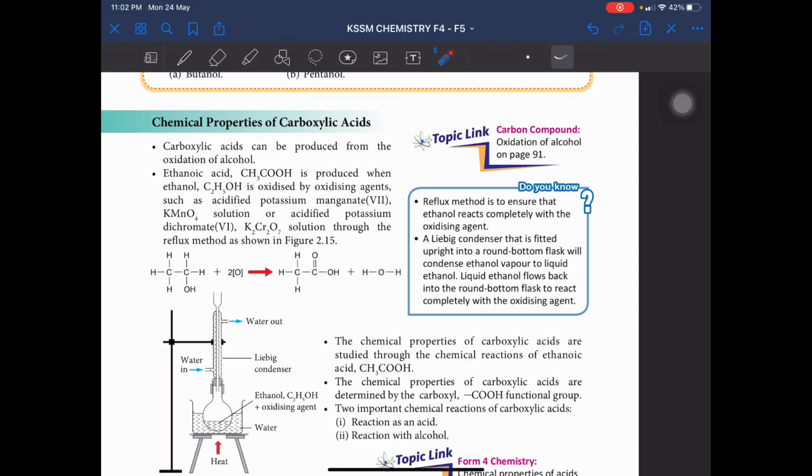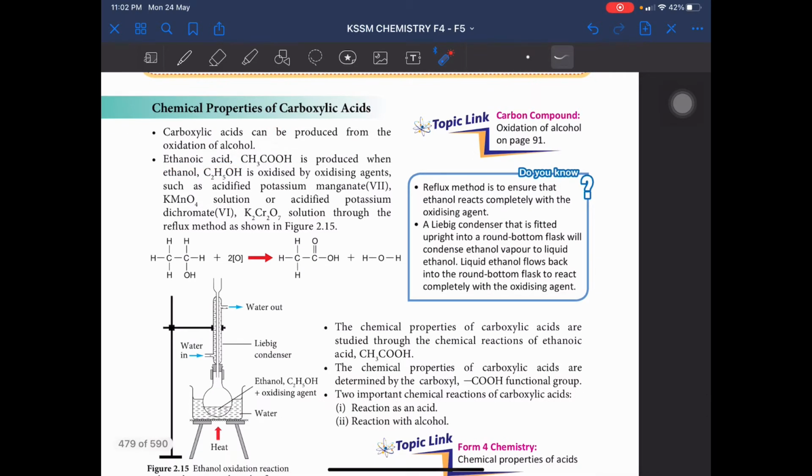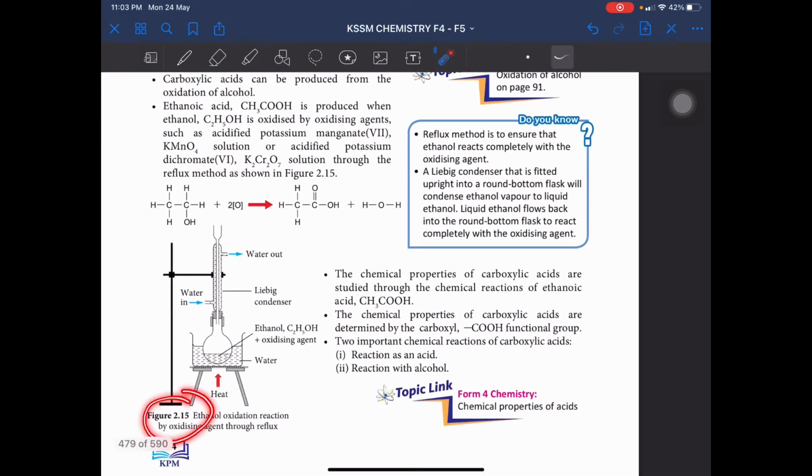Again, I would like to remind you, only ethanoic acid will be focused on in this subtopic, carboxylic acid, ethanoic acid. The most common one, cuka, which is even in the kitchen. So ethanoic acid is produced when ethanol is oxidized by an oxidizing agent. I told you just now, acidified potassium manganate(VII) solution or acidified potassium dichromate(VI) solution through the reflux method as shown in figure 2.15.